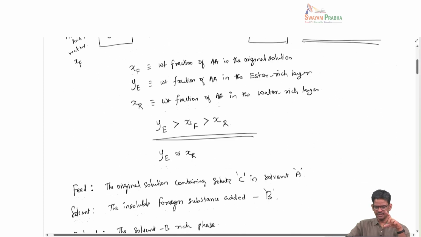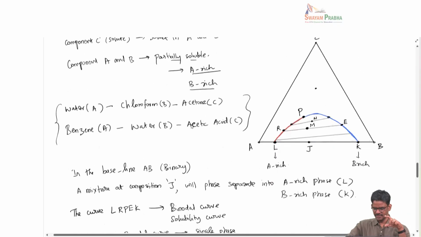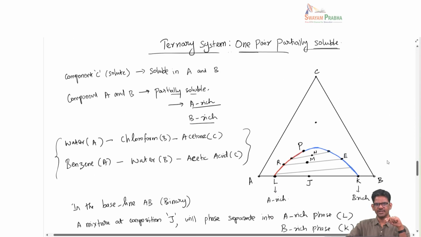Here the equilibrium phases are denoted in a ternary diagram. You can see that the three-component mixtures are depicted in an equilateral triangular diagram where both phases are shown. The red line shows the boundary of an equilibrium phase which is rich in A. The blue line corresponds to the equilibrium liquid phase rich in B. Any mixture that you bring in below this envelope will phase separate into an A-rich and a B-rich phase.